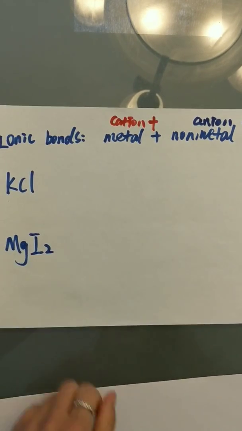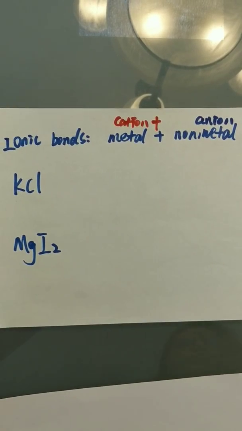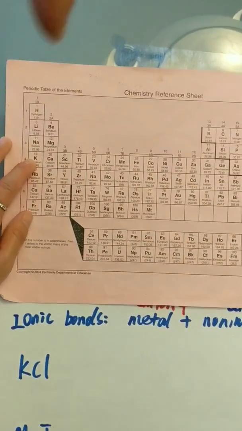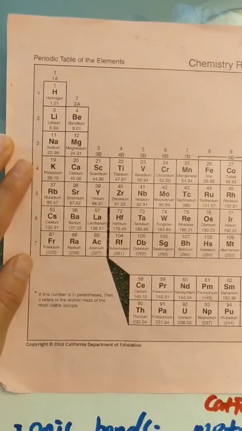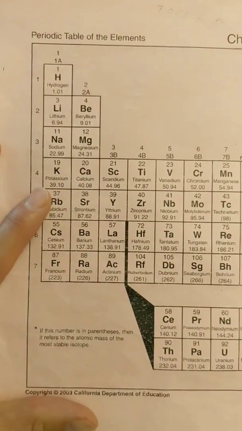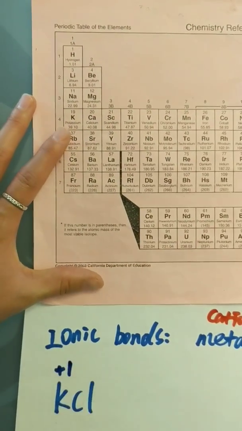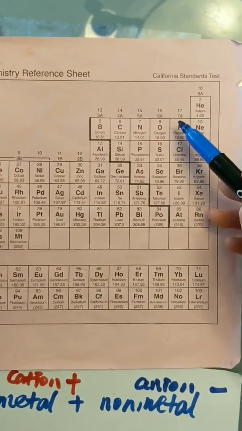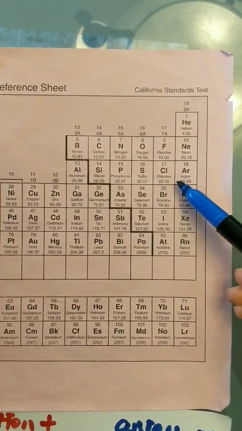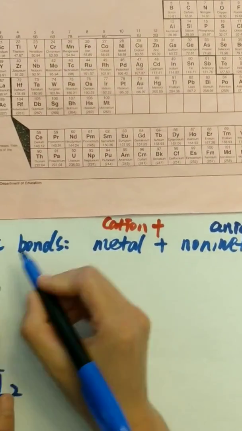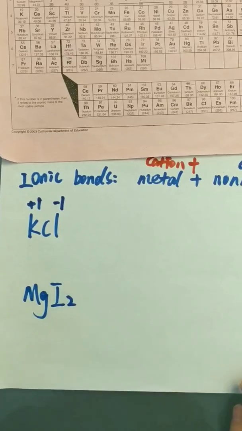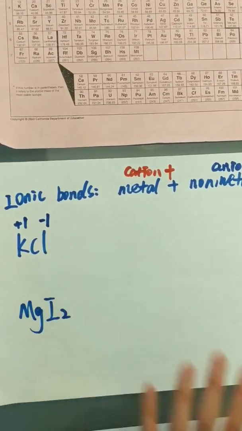For example, KCl. From the periodic table, K is in group 1. That is a positive charge. Is positive charge 1. Cl in group 7A. That is chlorine. Is negative charge, negative 1. So that is make imbalance. How to name this one?